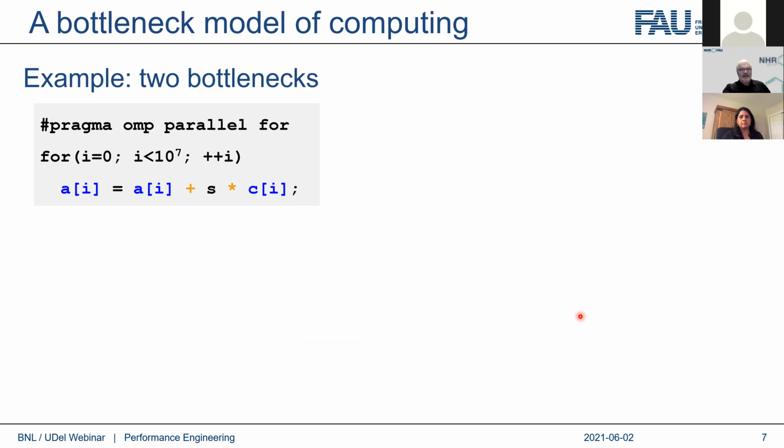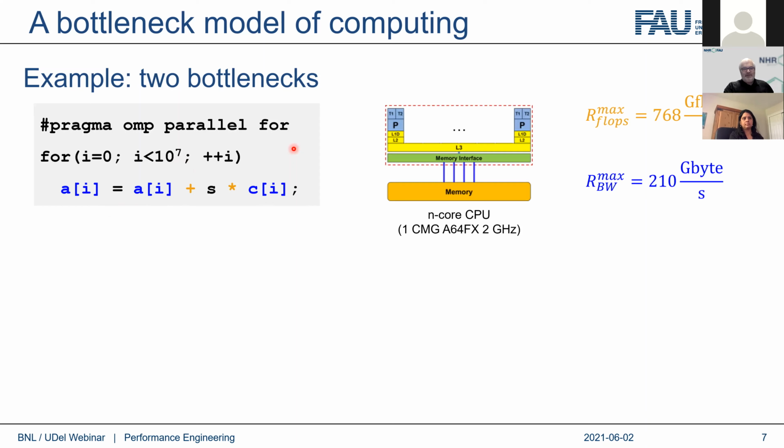Okay, very simple example, and sort of like to make a bridge to the well-known roofline model. Let's say we have the simple loop, DAXPY, like A of I equals A of I plus S times C of I. This loop has a length of 10 to the 7. We're dealing with double precision variables here. It's long enough so that any startup and wind down effects are unimportant. And we want to run this loop on this N-core CPU. Let's say this is one CMG, one core memory group of an A64FX at 2 gigahertz.